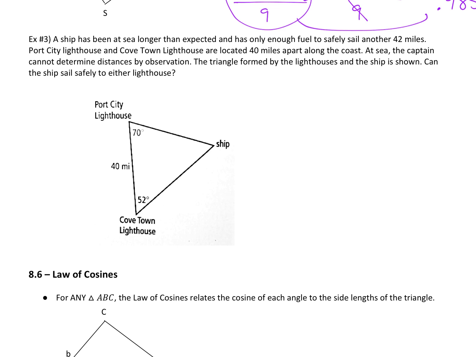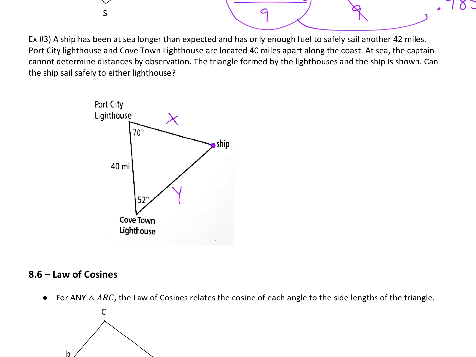Okay, so you have your ship right there, and you have your two lighthouses. Basically, what we're trying to figure out is whether the ship can safely sail another 42 miles. So is that going to be 42 miles or less? Or is this going to be 42 miles or less? Or are they both going to be 42 miles or less? So really, we're trying to find two sides here. I'm going to call this one X, and this one Y, and we're going to check them both. Now, that would make it seem like we don't have enough information right now, right?